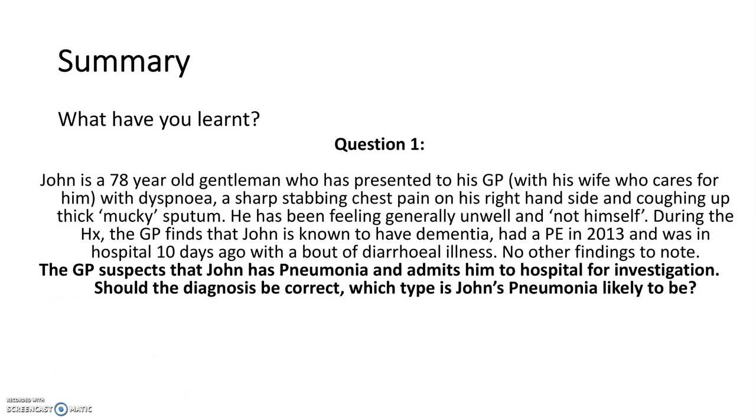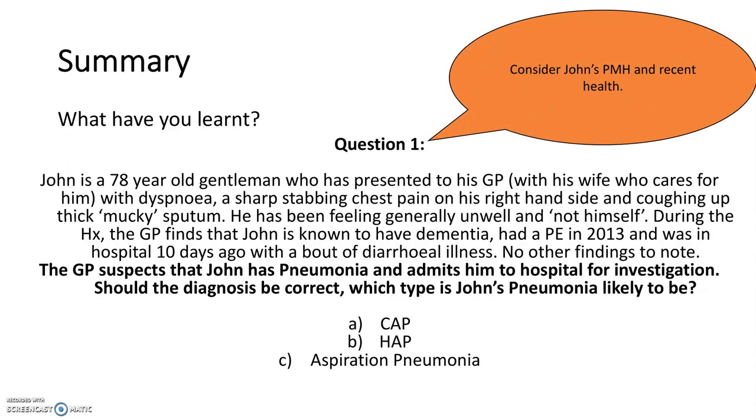The GP suspects John has pneumonia and admits him to hospital for investigation. Should the diagnosis of pneumonia be correct, which type is John's most likely to be? Is it CAP, is it HAP, or is it an aspiration pneumonia? As a little hint, it's worth your time thinking about John's past medical history and also his recent health. All things considered, it appears that John's pneumonia is a HAP. This is because it began within the 2-week window of leaving hospital.